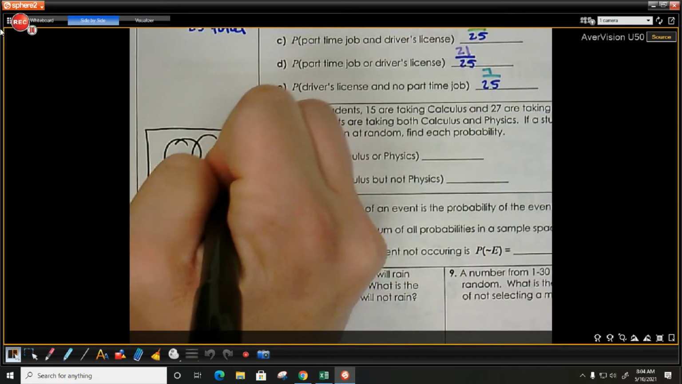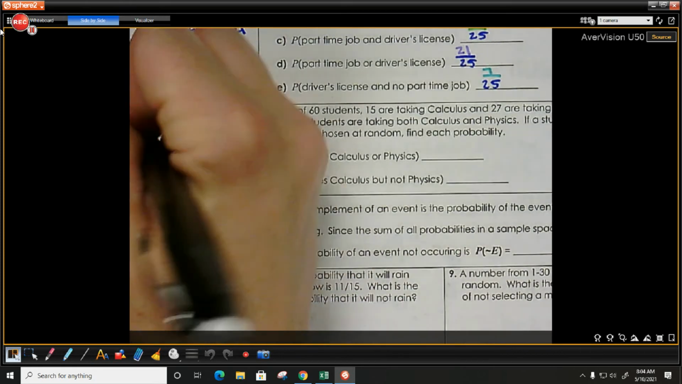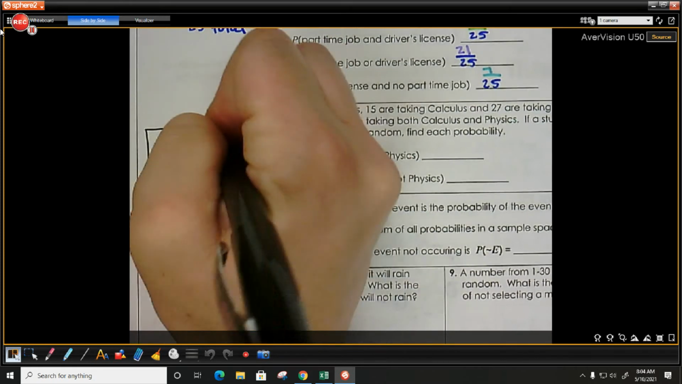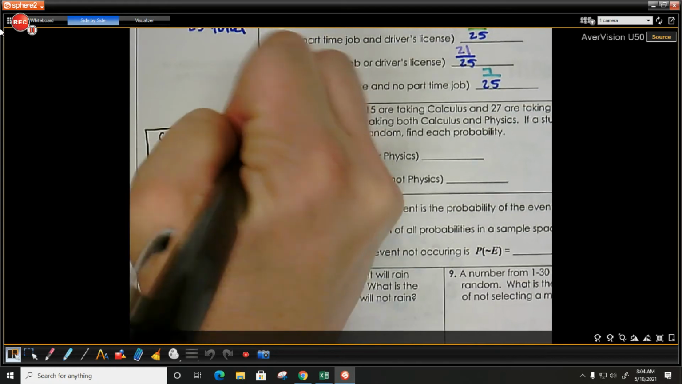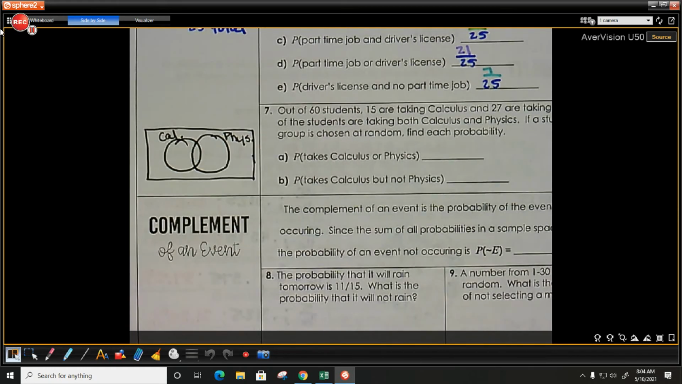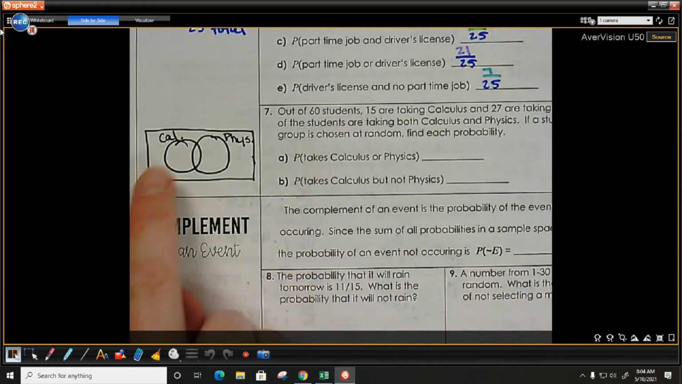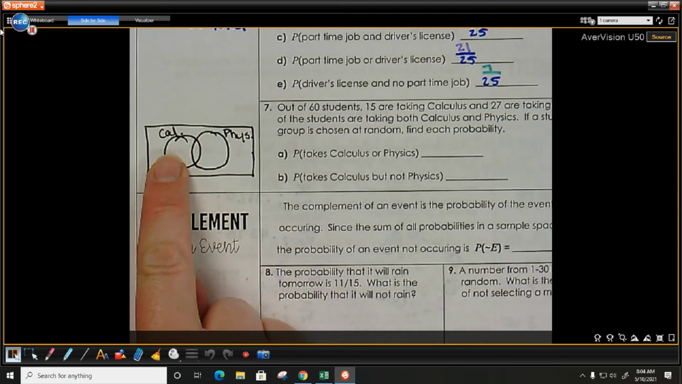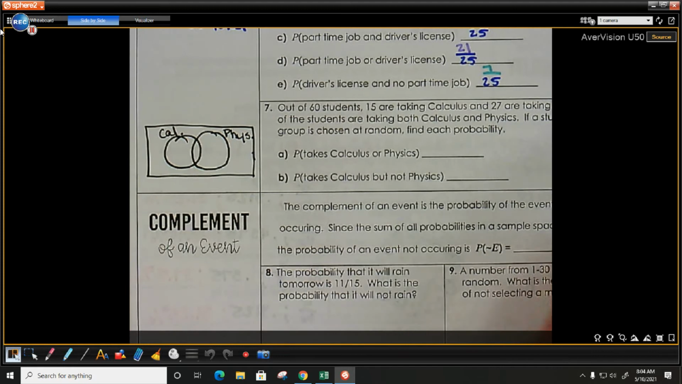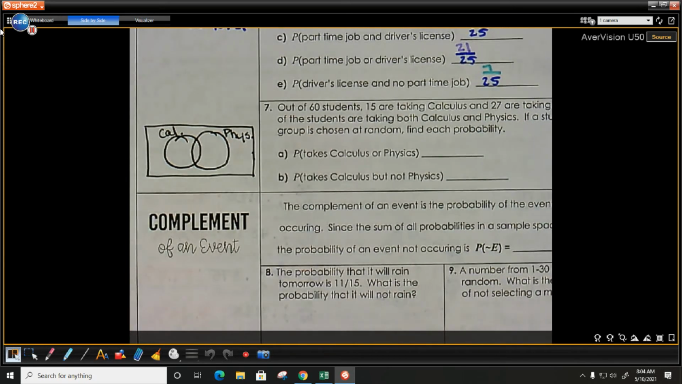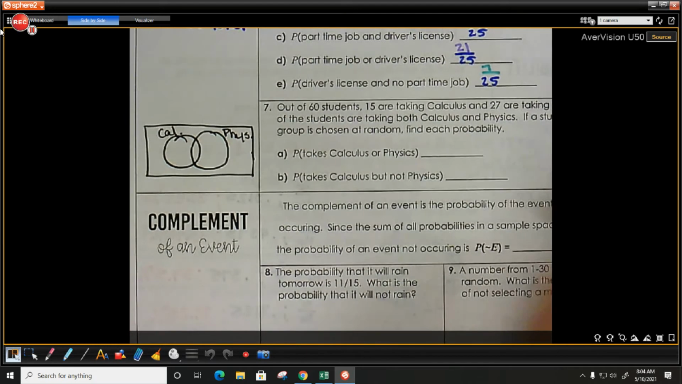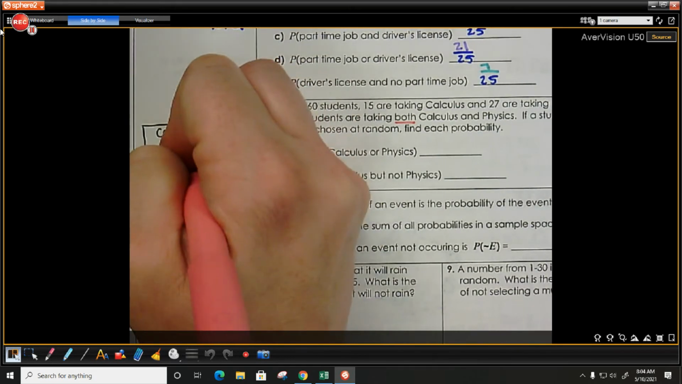So this is going to be my calculus. This is going to be my physics. Okay. So it says that there are 15 students taking calculus, 27 taking physics. So can I put 15 in the calculus circle? No, I need to start with how many are taking both. No, 8 are taking both. So the 8's going to be in the middle.